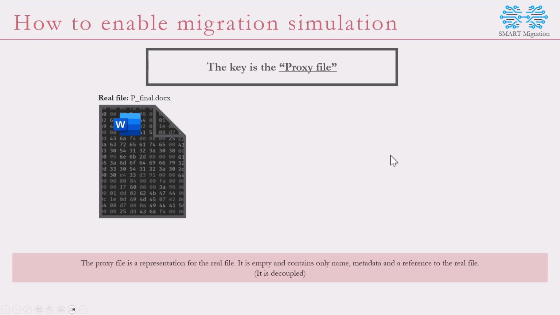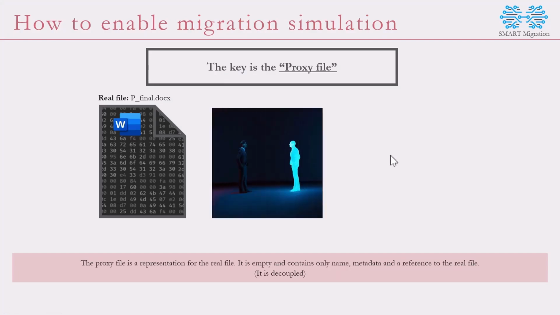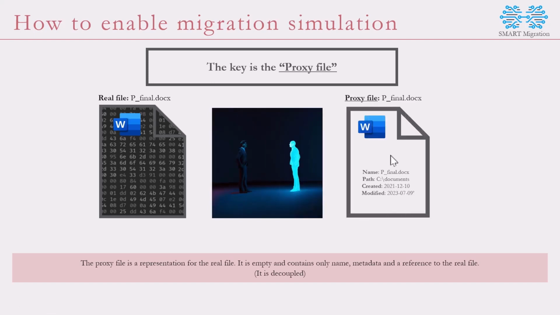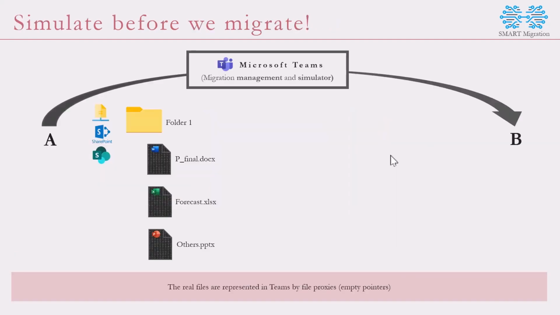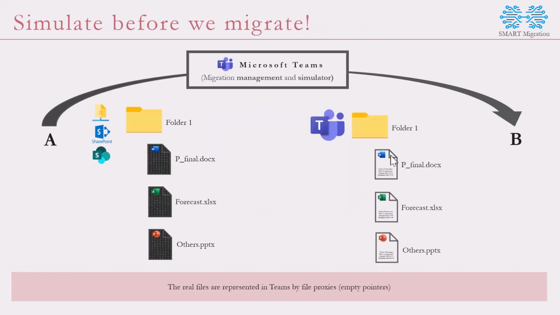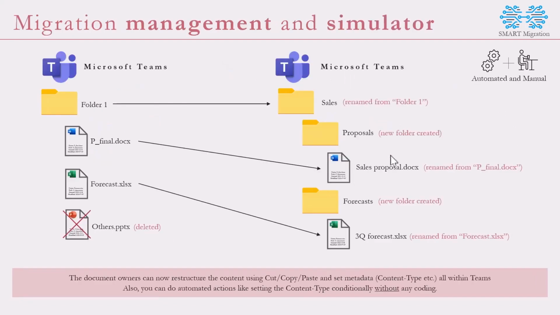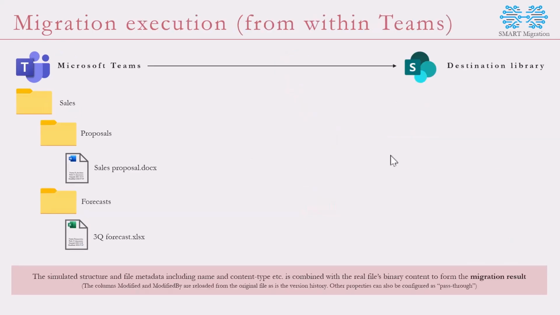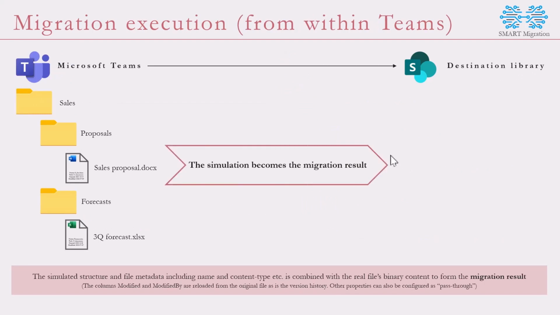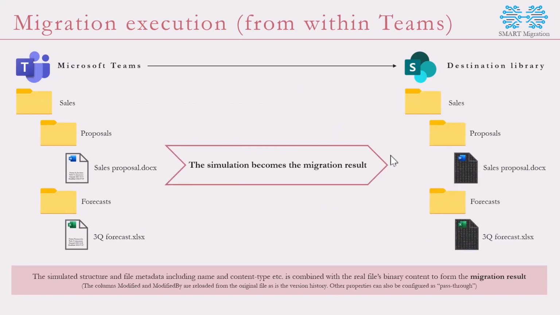Let's do a quick recap. The key is the proxy file. The proxy file is a digital representation of the real file. It's empty and only contains a pointer to the real file along with the metadata. Then what we did was we created a digital representation of the source files, only with proxies. Then we did the restructuring by creating new folders, renaming folders, and renaming files. We even assigned a content type to some of the files. The simulation that we created then became the actual end result.